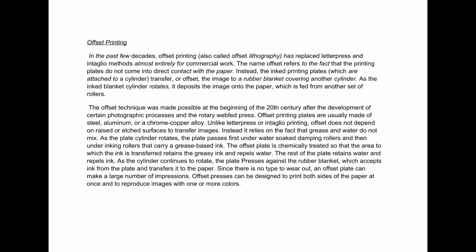As the inked blanket cylinder rotates, it deposits the image onto the paper, which is fed from another set of rollers. The offset technique was made possible at the beginning of the 20th century, after the development of certain photographic processes and the rotary press. Offset printing plates are usually made of steel, aluminum, or chrome copper alloy.